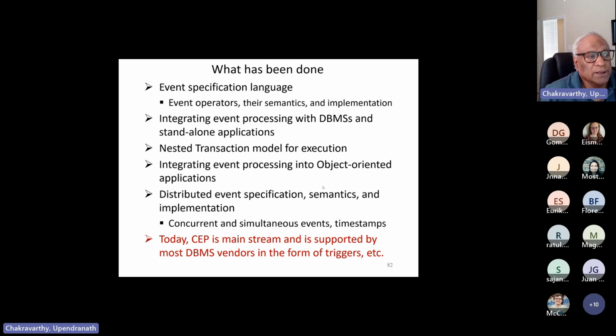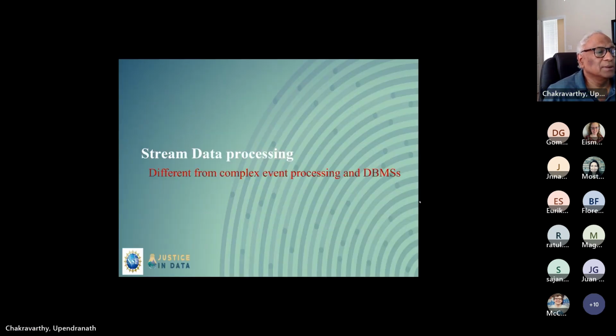So this you will see in so many different places today in so many different ways. This has also been integrated into DBMSs as triggers. It required an event specification language, integrating it, and developing other ways of doing it. I'll not go into the details, but today complex event processing is mainstream. It is supported by many systems.